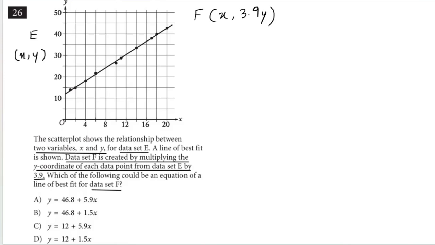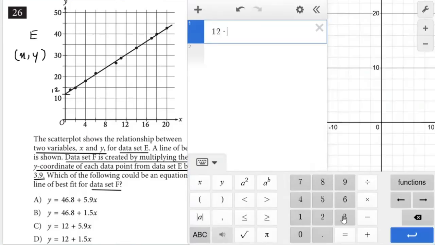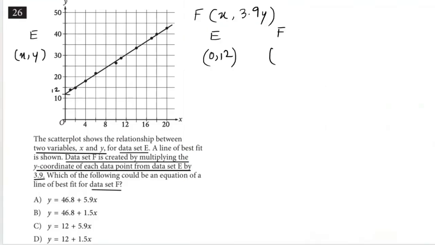So what can I do? I can try and observe. Let's say I'm looking at this 12 somewhere. So if this is a 12, let's say 0, 12, if it's the y-intercept for data set E, what will be the y-intercept for the data set F? So I can use my calculator and do 12 times 3.9. Yep, that is 0 and 46.8. So it can be one of A and B, so C and D are incorrect answers.